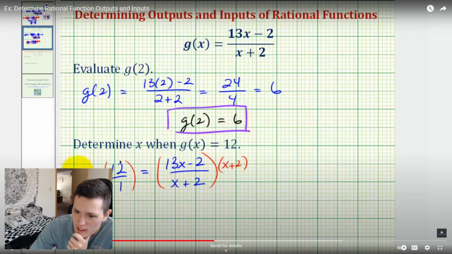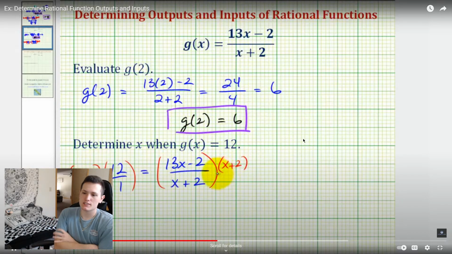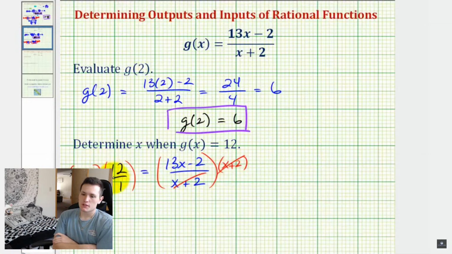It seems like this guy does this more than just cross multiplying. I guess this is easier. It cancels, simplifies to 1. So on the left side we just have 12 times x plus 2. That would be 12x plus 24. We're distributing here. And on the right side we just have 13x minus 2.